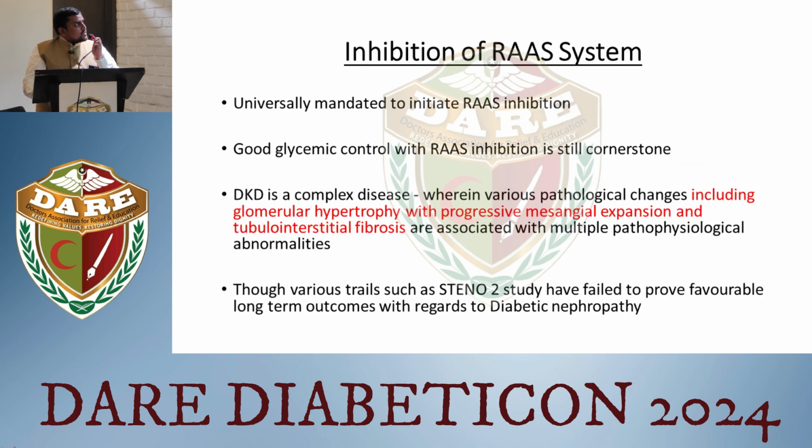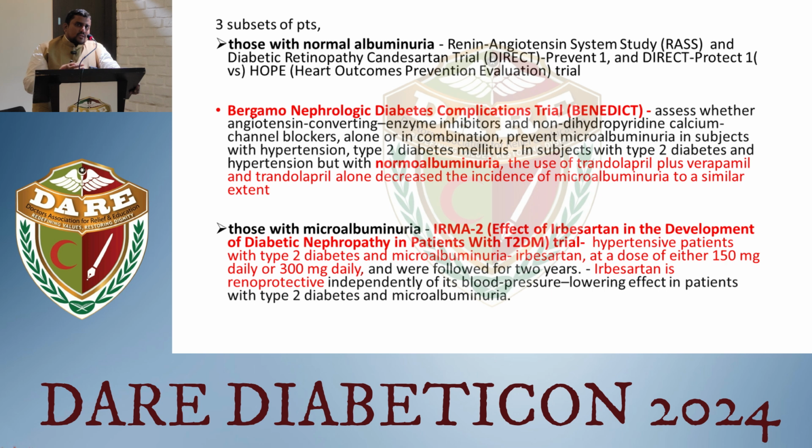Coming to inhibition of the renin angiotensin system, it is universally mandated to put patients who have diabetes with evidence of diabetic kidney disease, or with just evidence of hypertension, on renin angiotensin system inhibitors. It is a problem because diabetic kidney disease is a complex disease. It involves a lot of inflammatory and glycosuric milieu, which causes glomerular hypertrophy, progressive mesangial expansion, leading on to tubulointerstitial fibrosis. The inhibition of the RAS is paramount because all these factors are interlinked with the renin angiotensin system.